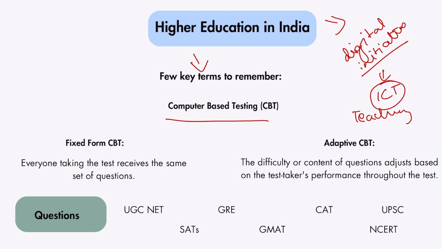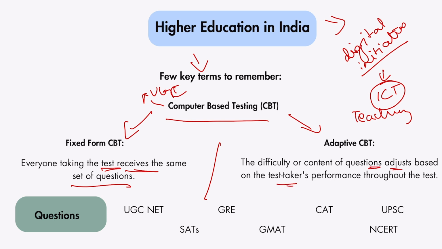All right. So the first topic here is computer based testing, and this has become very famous, and this is how you give your exam for UGC NET as well. There are two types, fixed form CBT and adaptive CBT. Fixed form is where everyone taking the test receives the same set of questions, while in adaptive, the difficulty or the content of the questions adjusts based on the test taker's performance throughout the test.